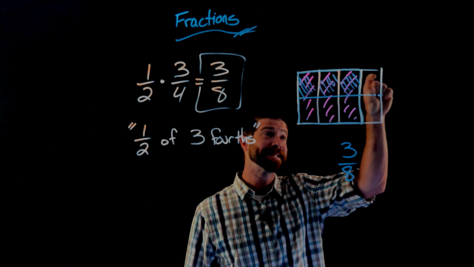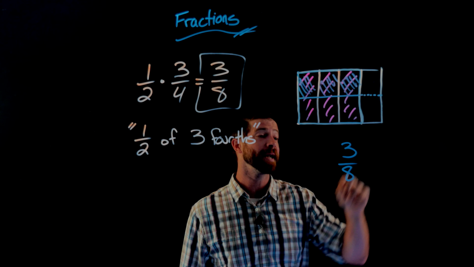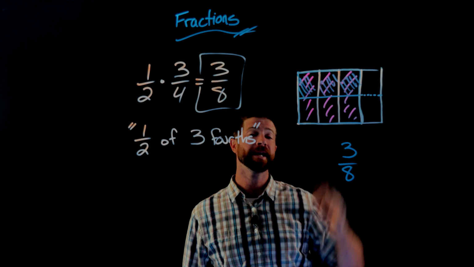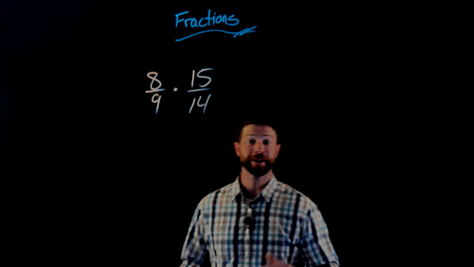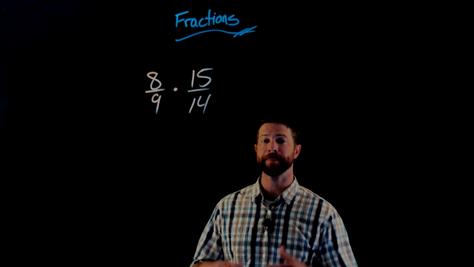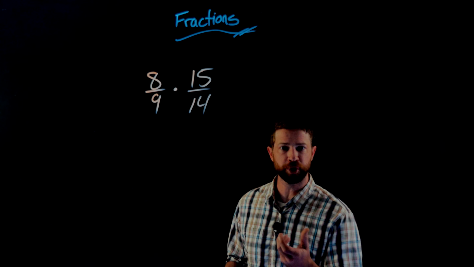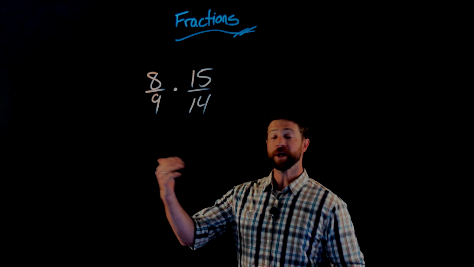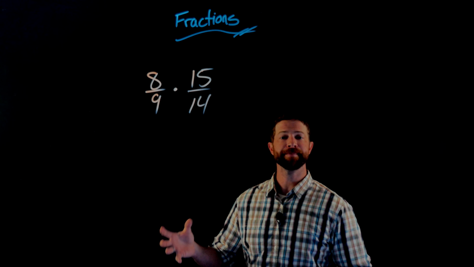Now I have 8ths. Every little block is an 1/8 of that. And I end up with 3 of those 8ths. All right, let's just do one more, little more complicated example of multiplying so I can show you the really cool trick of cross-canceling. We're going to multiply these 2 across, then I need to always make sure I simplify.